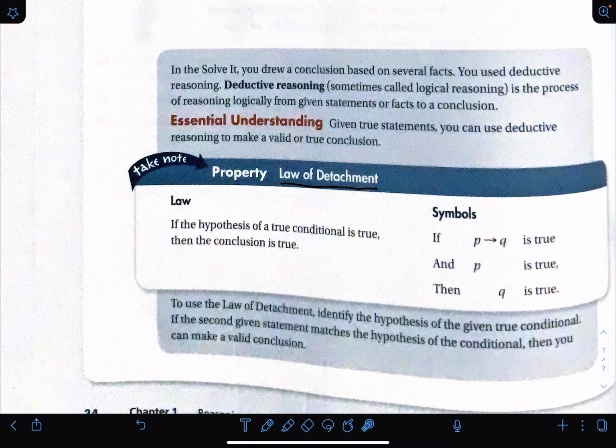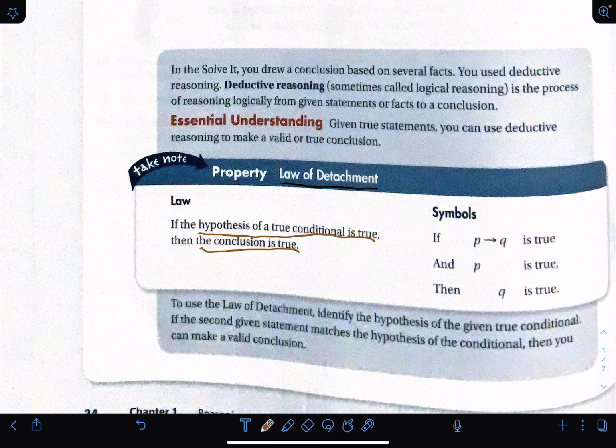For example, if P then Q, that's what this means. P is the hypothesis and Q is the conclusion. If the hypothesis of a true conditional is true, then the conclusion is true.